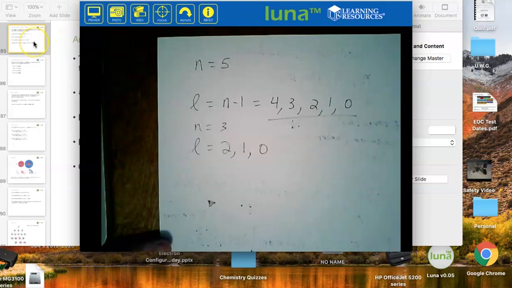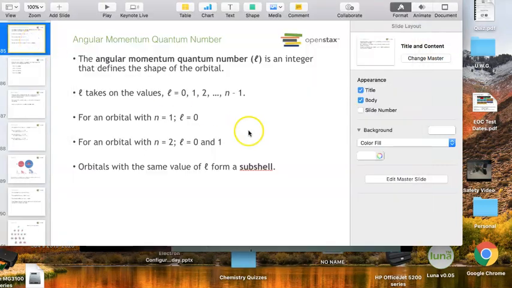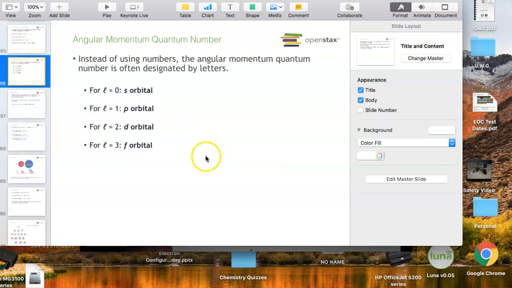All right, so we'll talk about the subshells in just a minute. Orbits with the same value of L form what's called the subshell. This is something you have to memorize. It's not very hard because when we start to look at our periodic table, this is going to bring everything together. Hopefully you'll be able to understand this better.